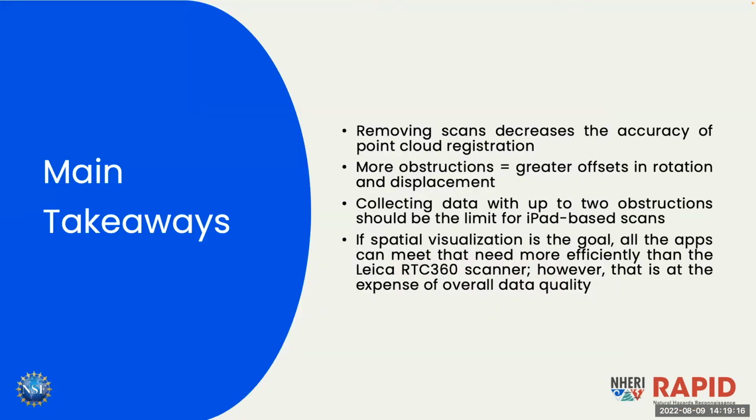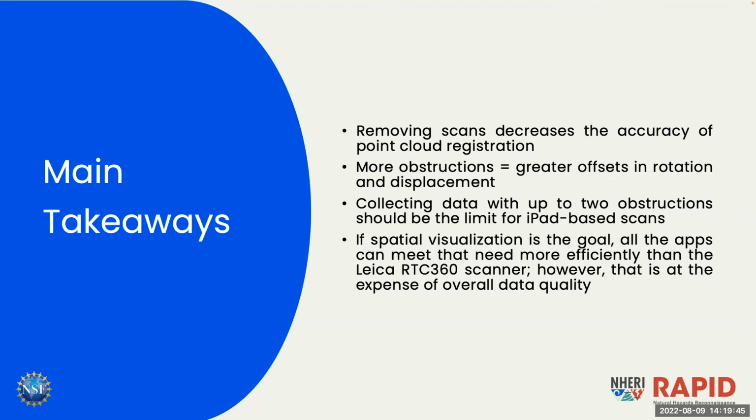So my main takeaways. Removing scans decreases the accuracy of point cloud registration. So more obstructions removed is equal to greater offsets in rotation and displacement. And calculating data with up to 2 obstructions should be the limit of iPad-based scans. So if you are looking for spatial visualization as a goal, all the apps can meet that. Field 360, not so much. And Leica RTC 360 is obviously the gold standard.